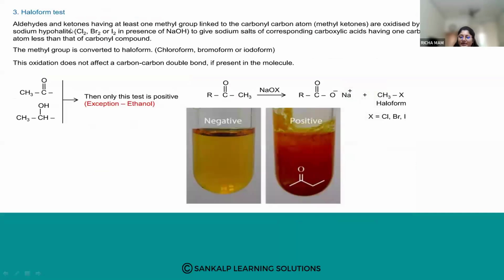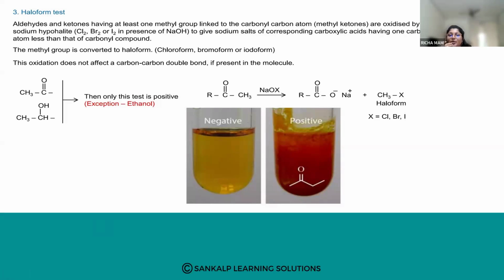Next is the haloform test. For the haloform test, aldehydes and ketones should have at least one methyl group attached to the carbonyl carbon. Such compounds are called methyl ketones. Then we are going to use sodium hypohalite, that is NaOX.